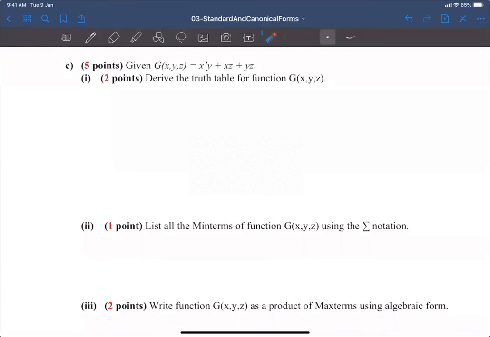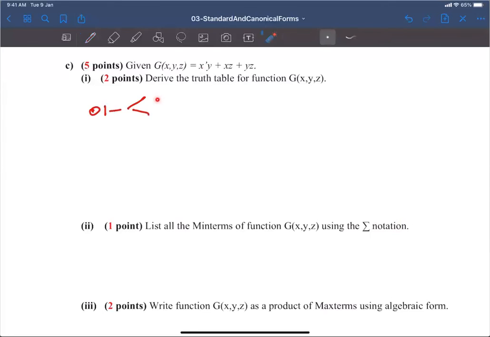How can we do this? So we have G, and we would like to express it in sum of minterms notation using the sigma notation. How can we do that? We have to change every product into a minterm, right? So for the first one, we have 0, 1, and then dash. So this is 0, 1, 0, 1, and then dash. The Z is missing.